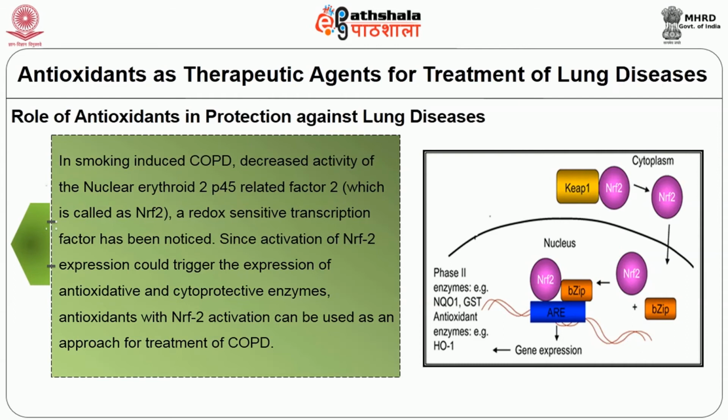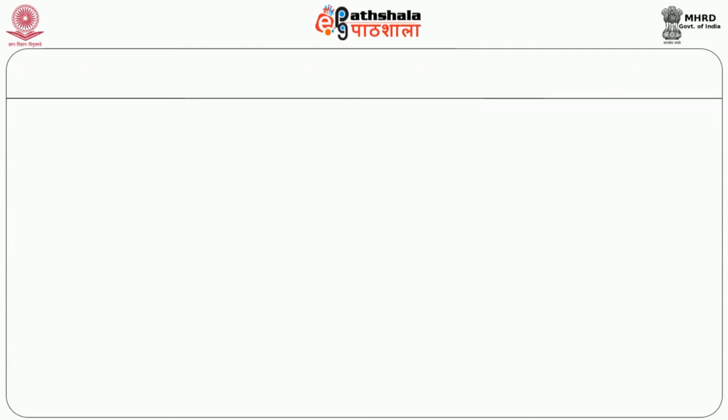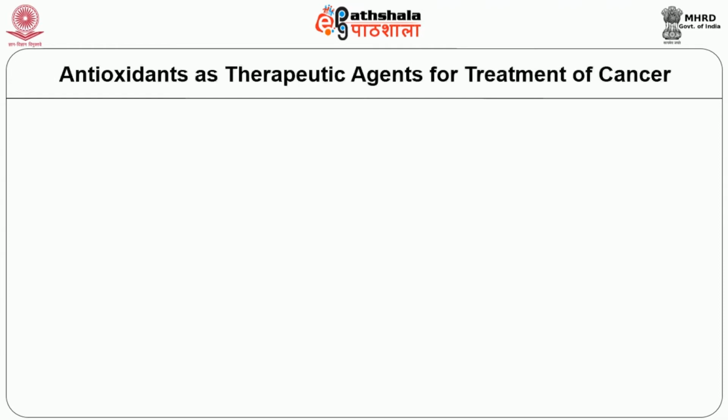In smoking induced chronic obstructive pulmonary disease, decreased activity of the nuclear erythroid 2 p45-related factor 2, which is called NRF2, a redox sensitive transcription factor, has been noticed. Since activation of NRF2 expression could trigger the expression of antioxidative and cytoprotective enzymes, antioxidants with NRF2 activation can be used as an approach for treatment of chronic obstructive pulmonary disease. Next, we will see the role of antioxidants as therapeutic agents for treatment of cancer.